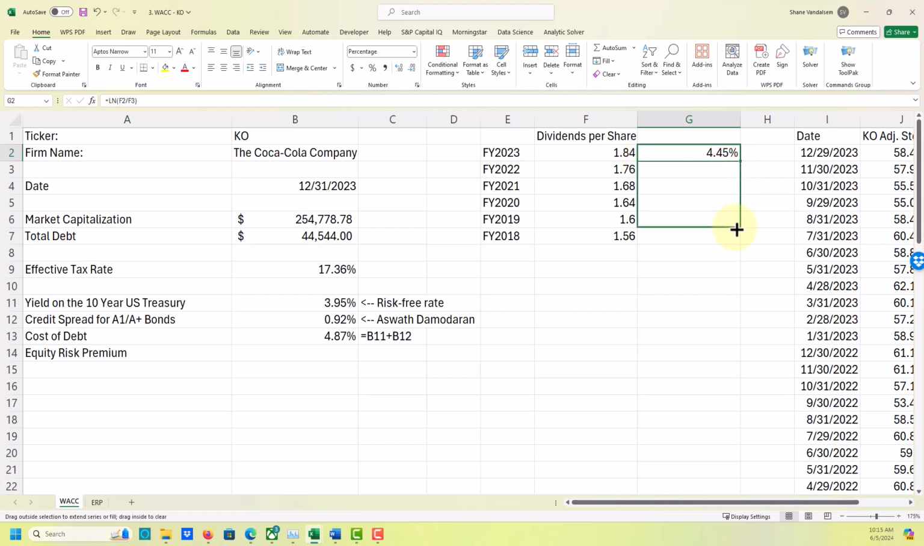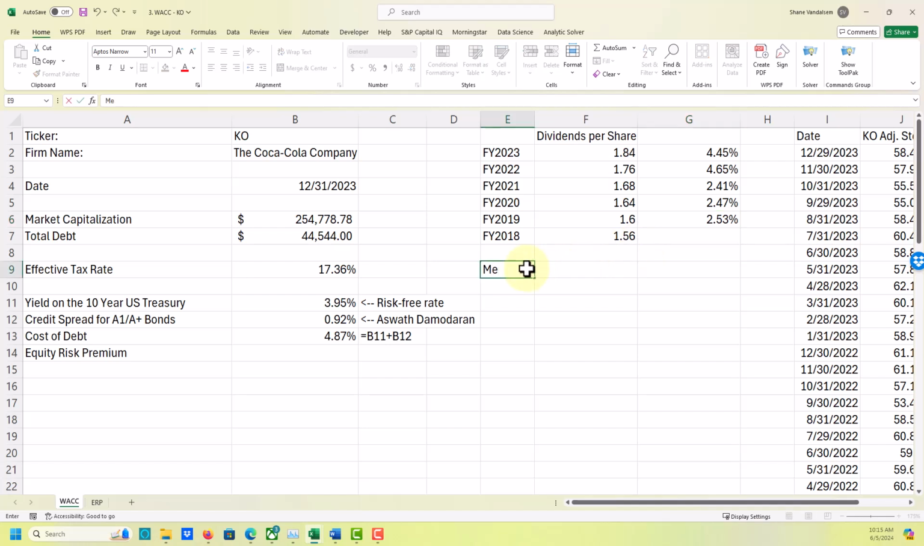And I'm just going to pull this down now. Not all the way, because if I pull it down here, it'll just give me an error message. But we can see here that we had 4.45%, 4.65%, 2.41%, 2.47%, and 2.53%. So I'm going to put out here method 1. Method 1 is just taking the average of the annual changes. And we can see here that our average growth rate is 3.3%.